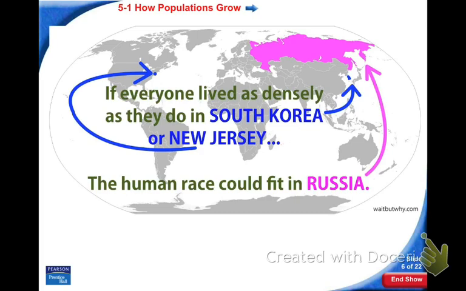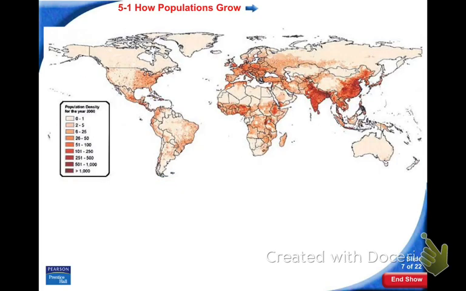If everyone lived as densely as they do in South Korea or New Jersey, then the entire population of humans could live in a space the size of Russia. So obviously, New Jersey and South Korea, while people are still kind of crowded, they're not nearly as crowded as they are in Manhattan. They're not packed as densely as they are in Manhattan. So we'd be more spread out, but we would fit in a space the size of Russia. So that gives you an idea of population densities.